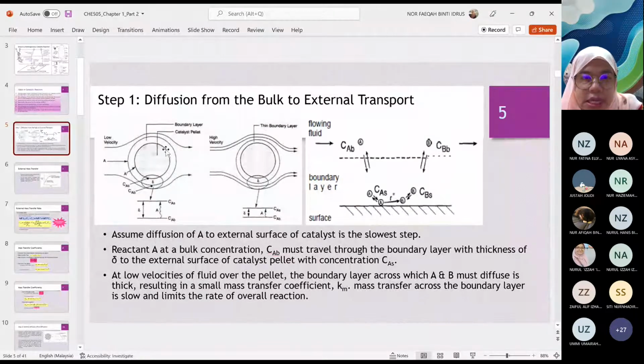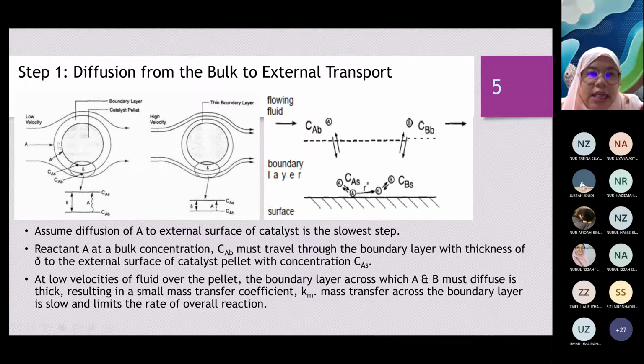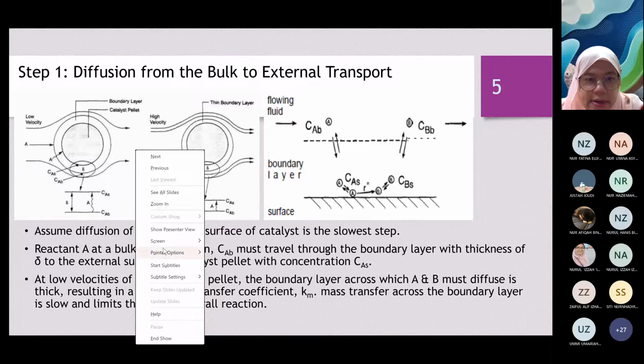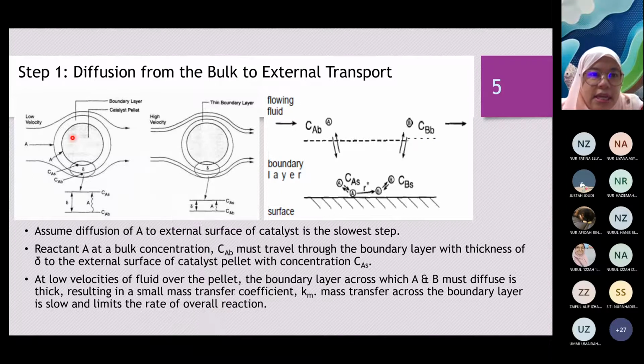So, if you look at this figure, this is the sphere catalyst. Oh, saya lupa ni kan. Alright, so this is the sphere catalyst. Okay, mana pointer? Okay, sphere catalyst. This is the bulk fluid area. So, what is this area? This is the boundary layer, from the bulk fluid to the external surface. So, this is the boundary layer yang ada thickness delta.